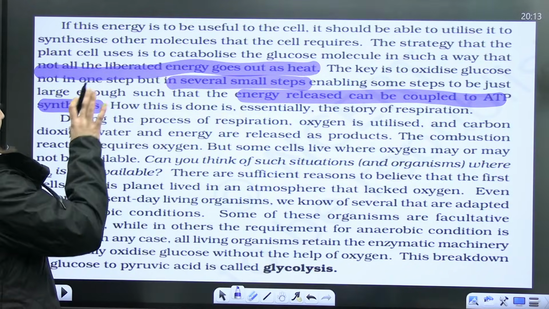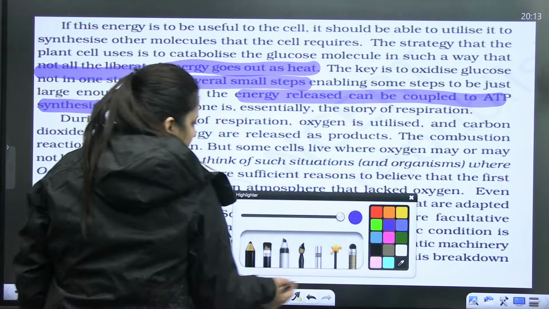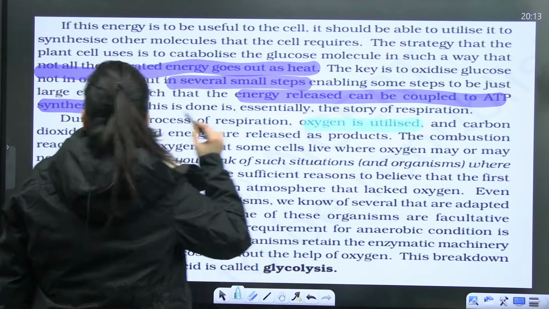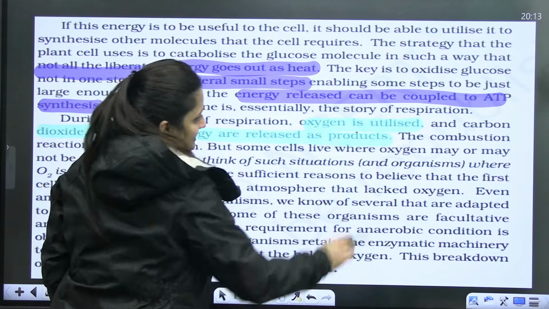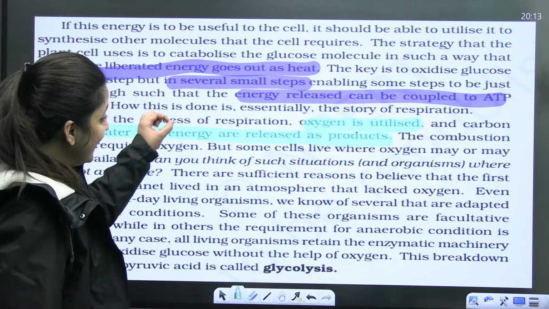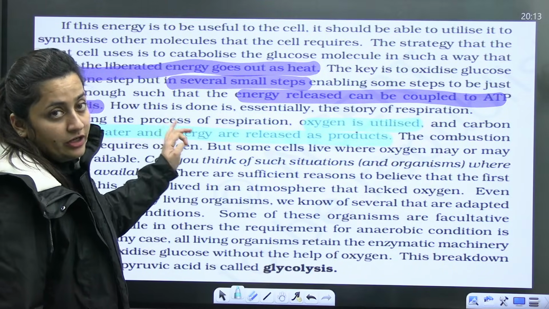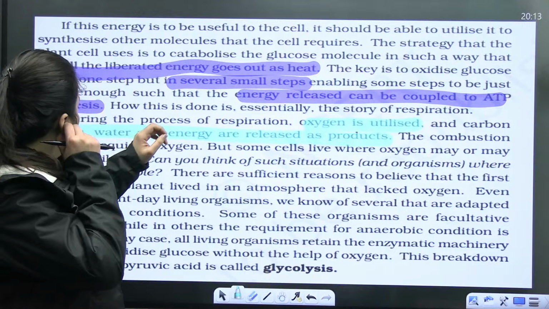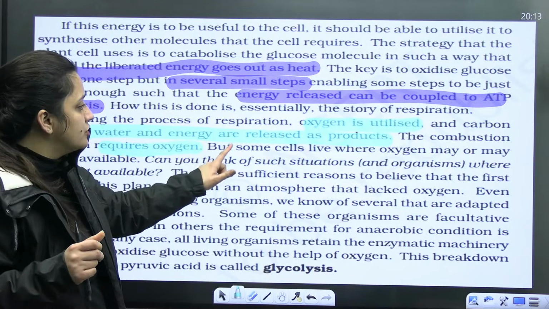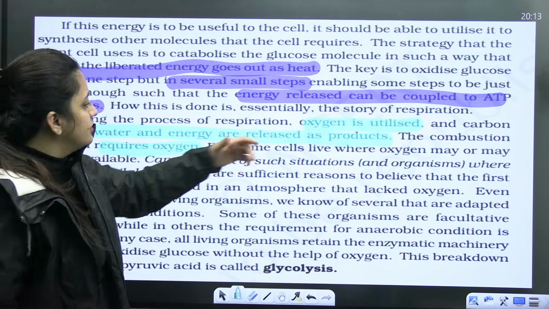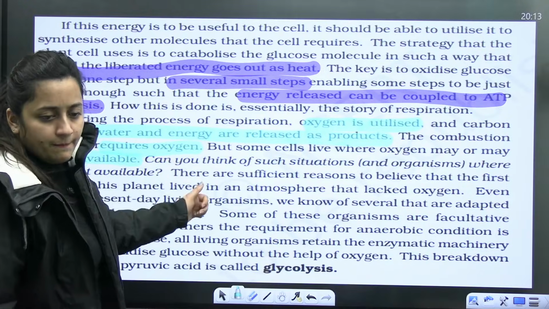Am I clear? So during this process, we know that oxygen is utilized, and CO2, water and energy are released as byproducts. Each and every line can give you a potential MCQ. So the combustion reaction requires oxygen, but some cells live where oxygen may or may not be available. Then what do you think?